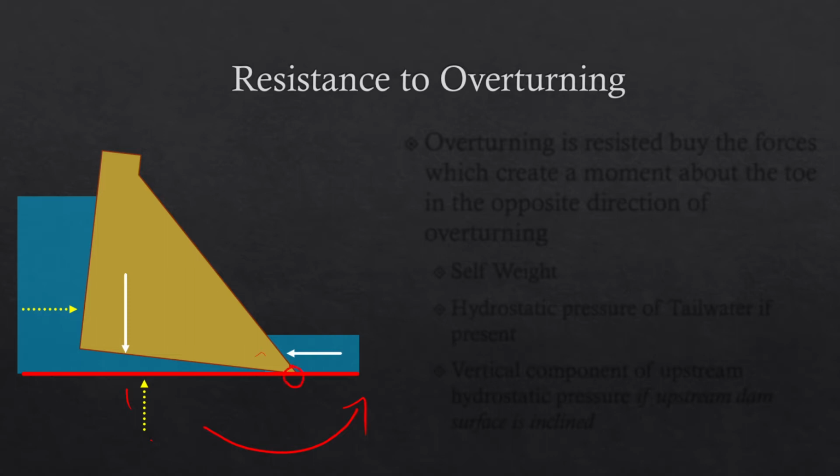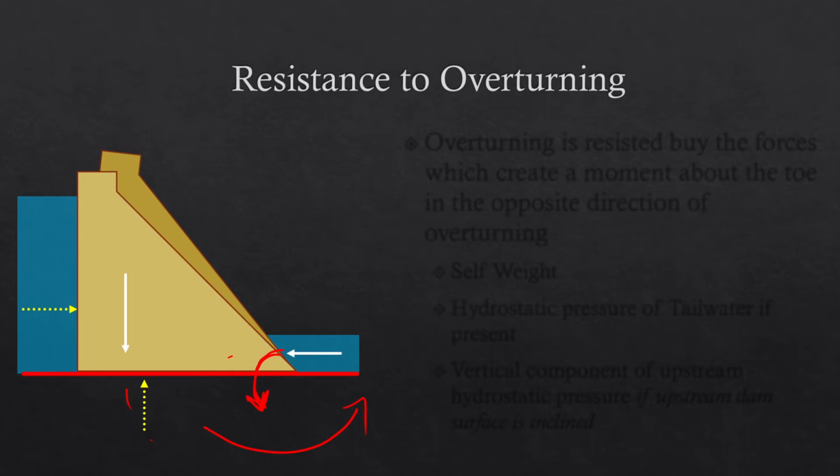you consider this toe, then the line of action of this hydrostatic pressure will be having this distance, and that will also give us a moment in this direction which is resisting the overturning. Then some other forces will be, so these two forces will be trying to stabilize the dam.